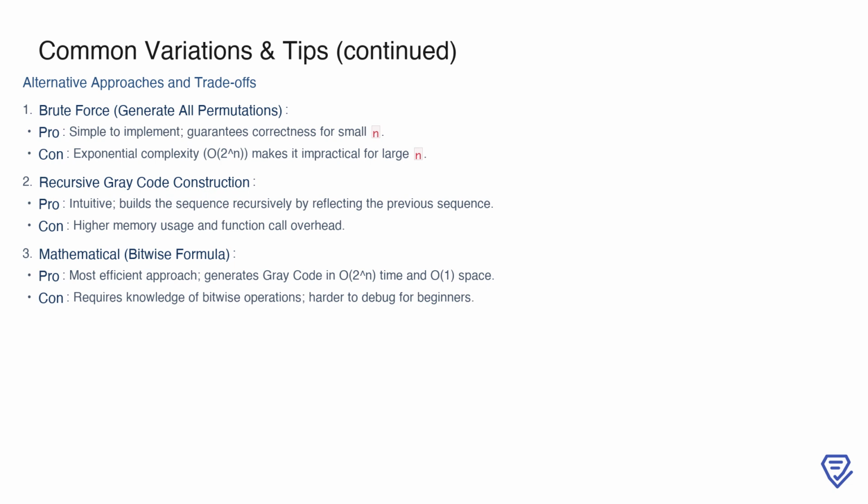The most efficient method involves using a mathematical formula, such as G(i) = i ^ (i >> 1). This approach generates gray code in O(2^n) time with O(1) space, making it ideal for larger inputs. However, it does require a solid understanding of bitwise operations, which can be challenging for beginners and harder to debug. Choosing the right approach depends on the constraints of the problem and your familiarity with these techniques.